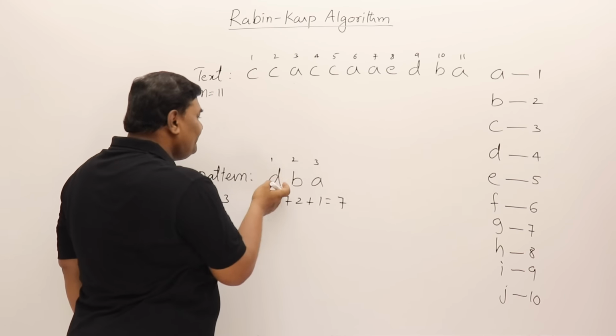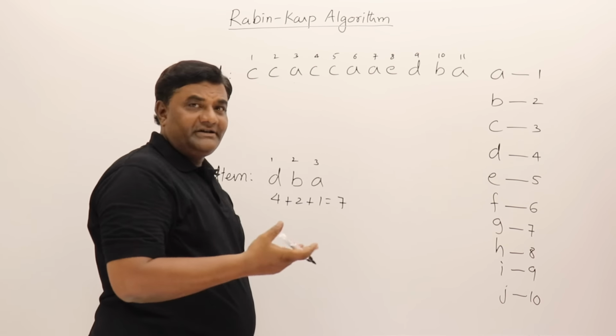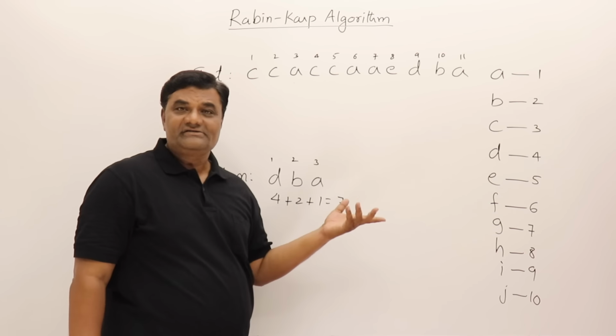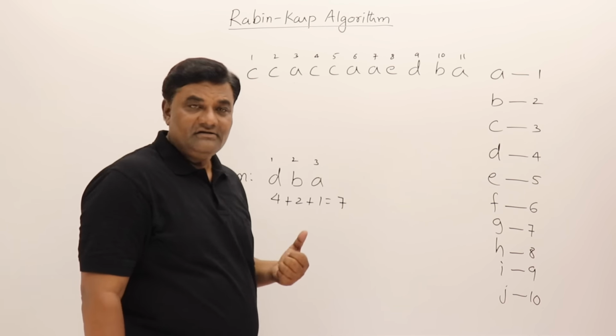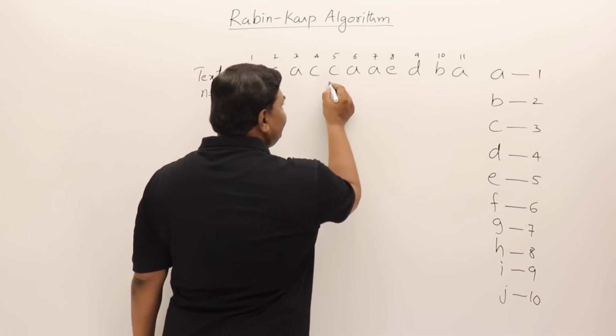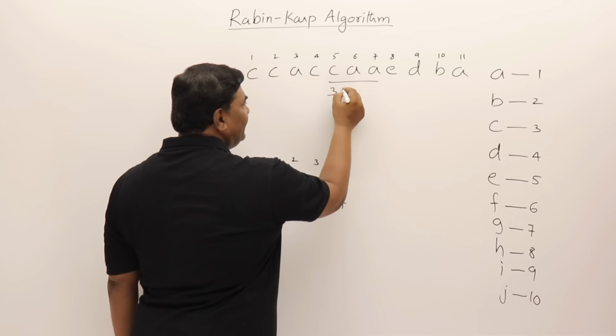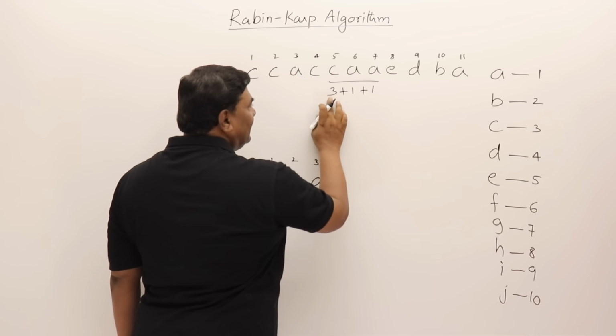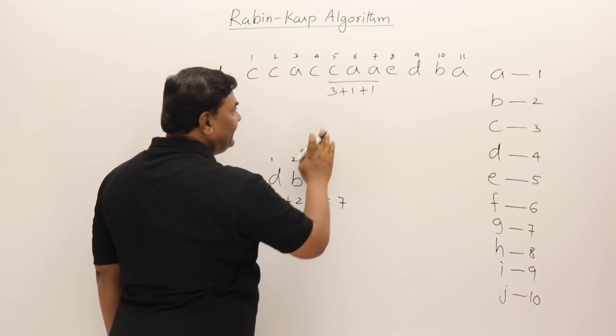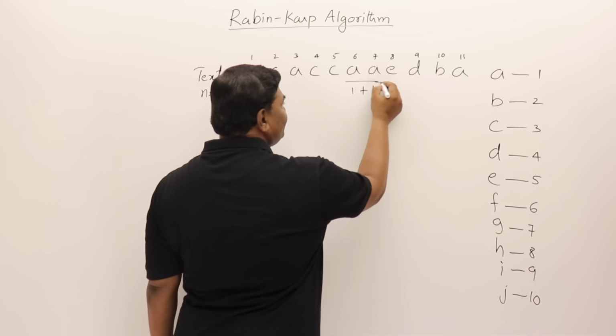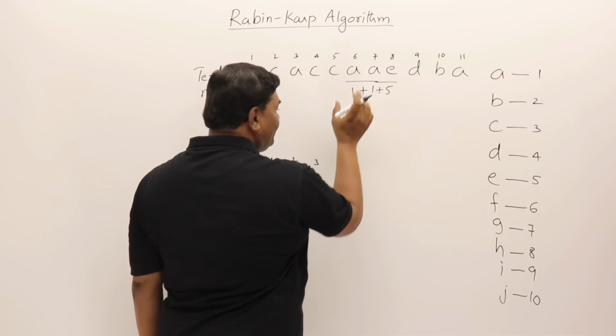In our example, though we are checking only one alphabet, in some cases we'll be checking most of the alphabets and it is not matching at the end. So, let us continue. CAA here I will take. This is 3 and this is 1 plus 1. This is 5 and this is 7. They are not matching. Okay. Next, this is 5. They are matching again.